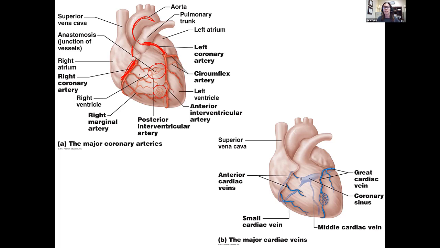Okay. If we look at the image on the bottom, this is looking at some of the veins. We can see some of these cardiac veins draining the heart, and they're going to collect that blood here in our coronary sinus, which will then dump into the right atrium.